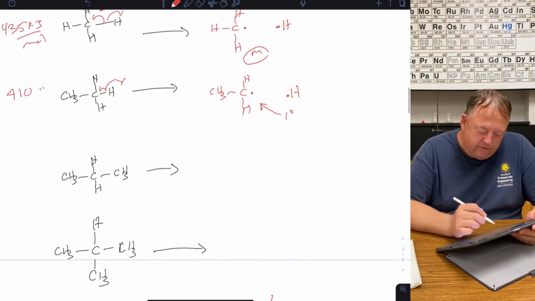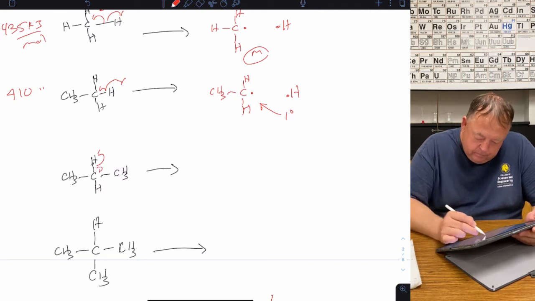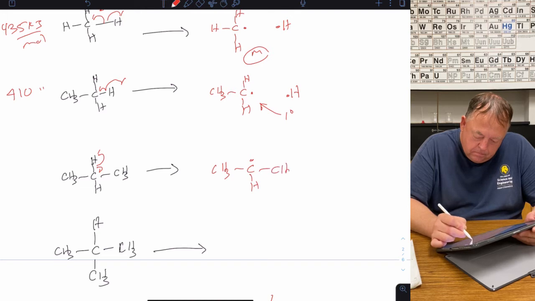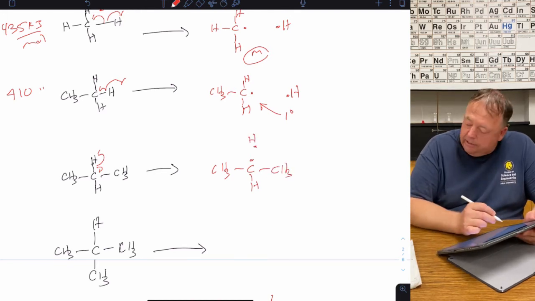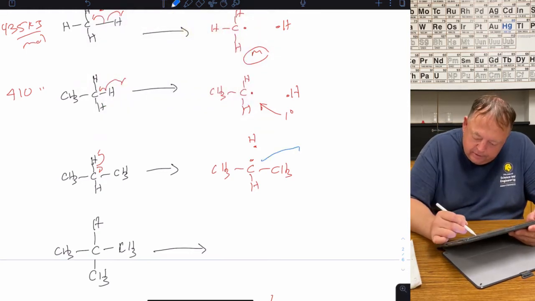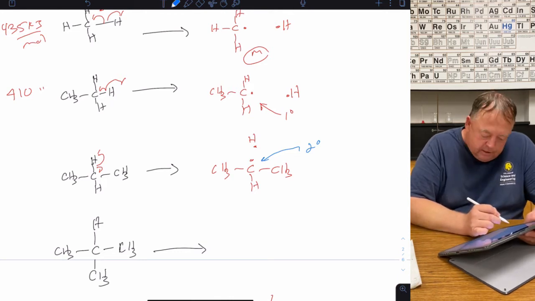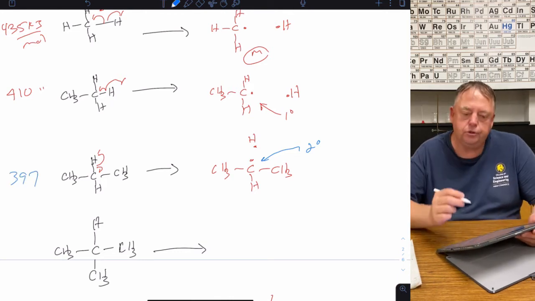Okay, so if we did the same thing for propane, so if we take the middle carbon and we break one of its CH bonds, in this case now you make a secondary free radical. So the energy associated with that is 397 kilojoules per mole.